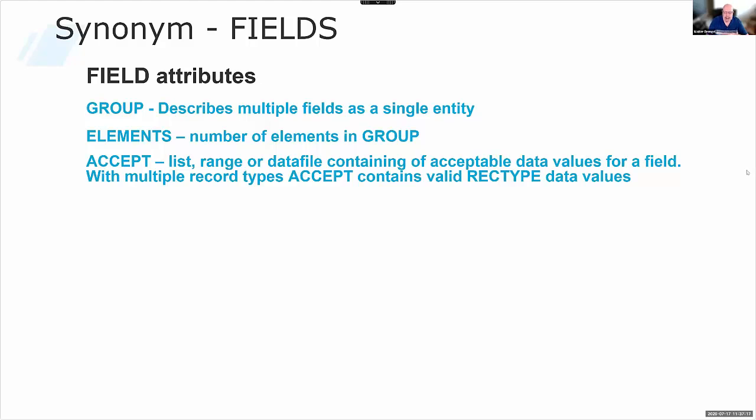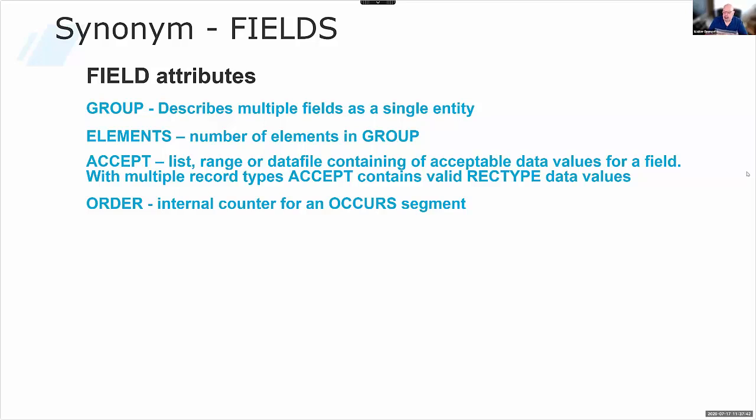We're going to talk about an accept list. So if you want to validate your data, you can do so with an accept. Accept is also used with rec type. So if you're looking for a particular record, let's say a record type B, then your accept value will be the B, for you want record type B. Again, we'll get into all this later.